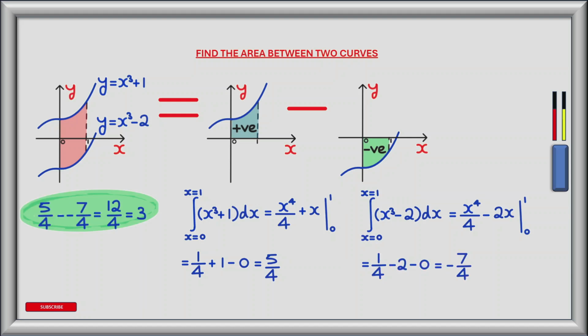So now, the area of the red shaded region is the area of the green shaded region, which evaluates to negative 7/4, subtracted from the area of the blue shaded region, which evaluates to positive 5/4. So we have 5/4 minus minus 7/4, which gives us 12/4, and therefore the area of the red shaded region is 3 units squared.